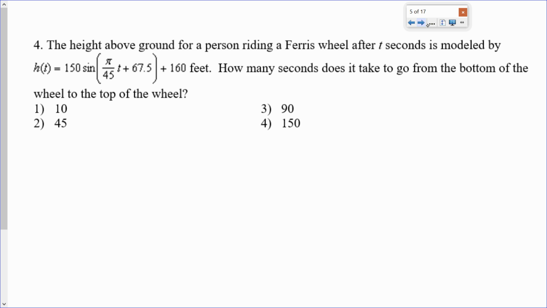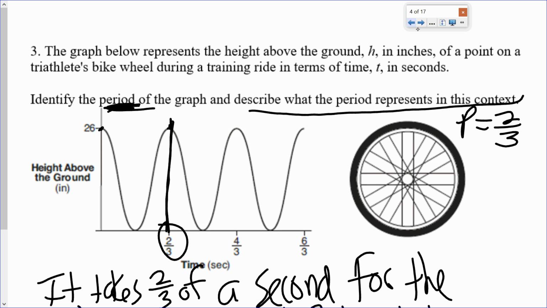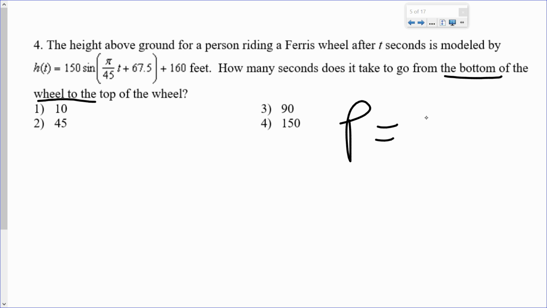All right. The height above the ground for a person riding a Ferris wheel after t seconds is modeled by h of t. How many seconds does it take to go from the bottom of the wheel to the top of the wheel? Well, that's kind of like period, so let's start by finding the period. Period from a graph is where it makes one full cycle, and period algebraically is 2 pi over the frequency.